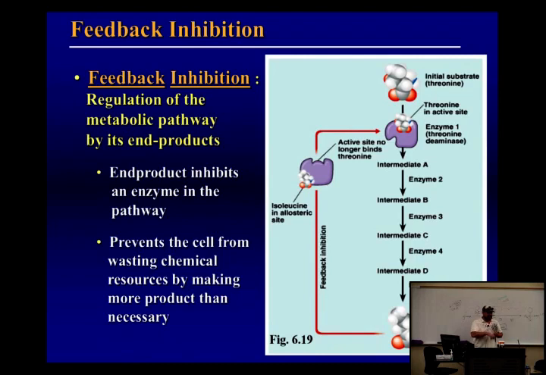This is just a single enzyme. It doesn't have multiple sites. So remember, there's two kind of inhibitors. There's competitive and non-competitive inhibitors. Which one is this? Non-competitive, why? It's not binding in the active site. It's binding somewhere else that changes its shape. That's exactly right. So on the test, I might ask you, is this competitive or non-competitive inhibition, and why?